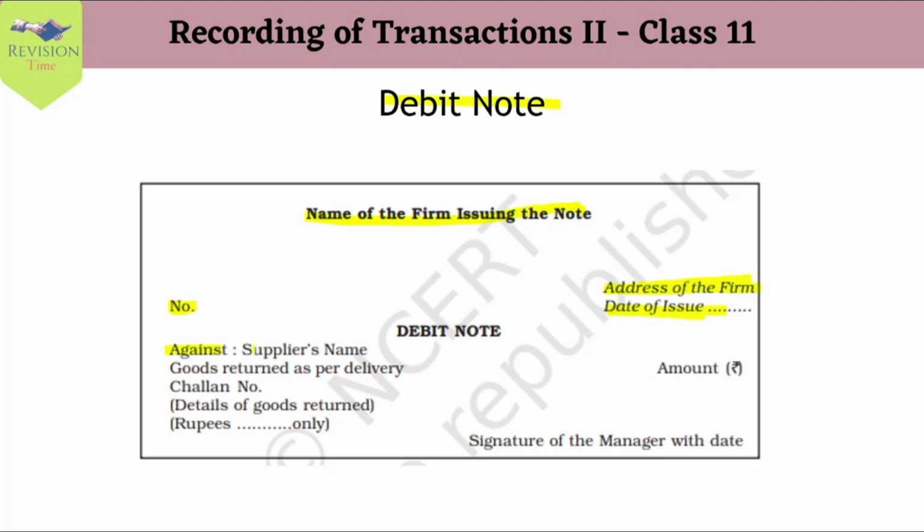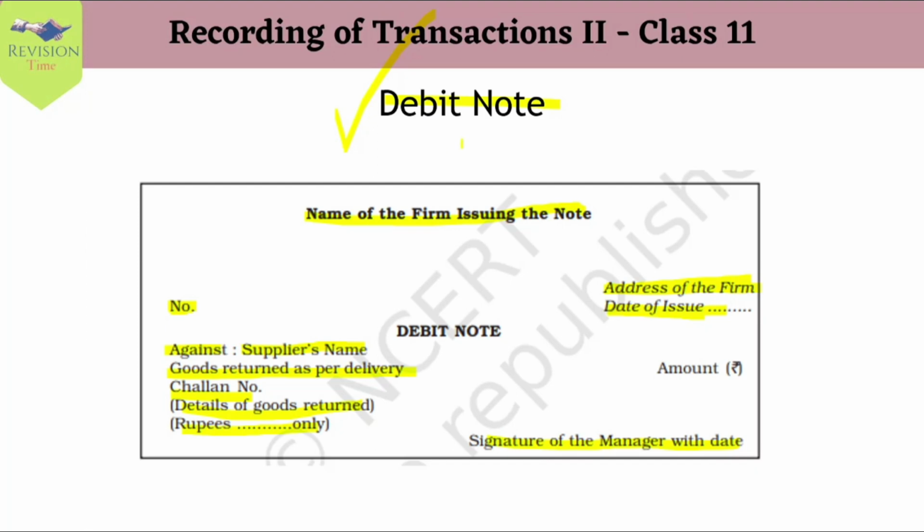Against whom we are issuing, the supplier's name, and goods returned as per delivery challan number, meaning all the documents, the bill number which was issued during the purchase. All such entries have to be filled here. Details of goods returned and rupees, the amount of the goods which we are returning back, and the signature of the manager with the date. This is the format of our debit note.